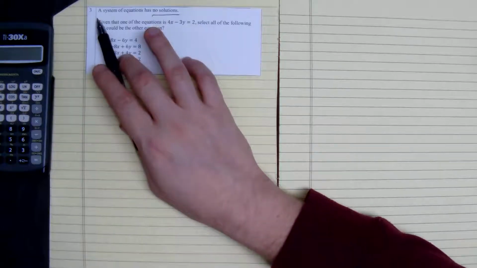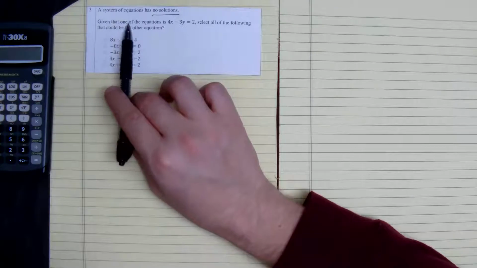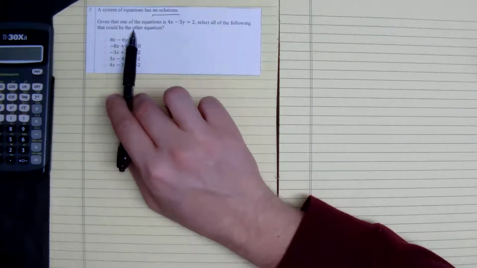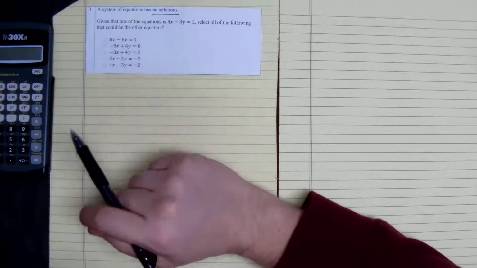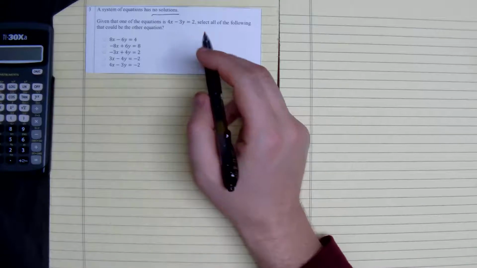We're looking at number 3. It says a system of equations has no solutions. Given that one of the equations is 4x minus 3y equals 2, select the following that could be the other equation. So the first way we've got to approach this is we have to figure out what it means by no solution.